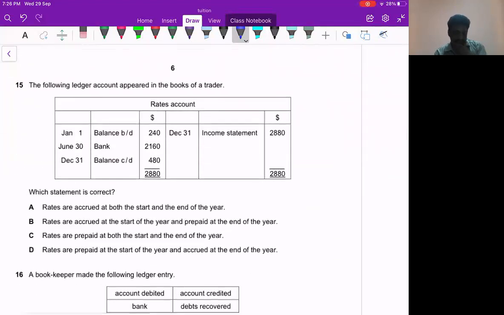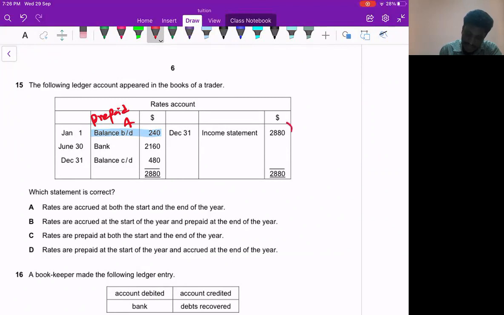Okay, question number 15. The following ledger account appeared in the books of a trader. So they gave you rates account. Rates account, balance b/d on the debit side. If the balance b/d is on the debit side, it means my asset. When will rates become an asset? Whenever you prepaid or accrued. Whenever you prepaid, because expenses prepaid is an asset.